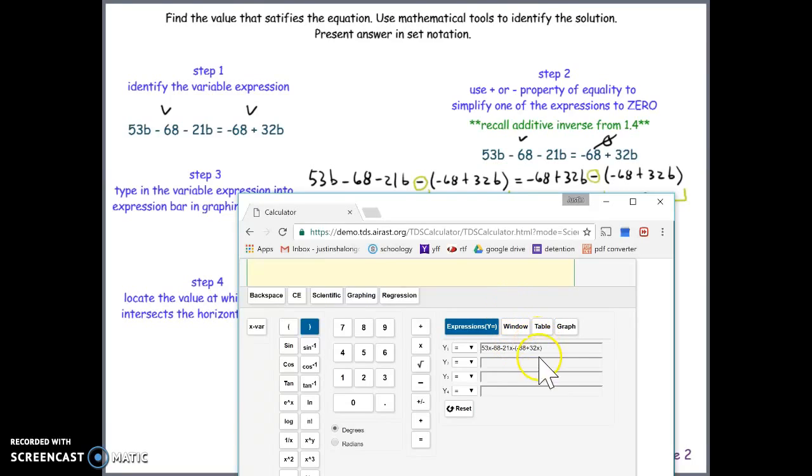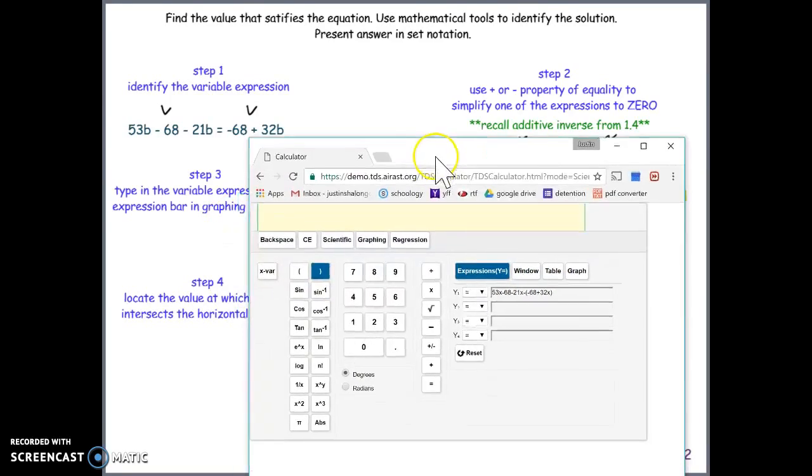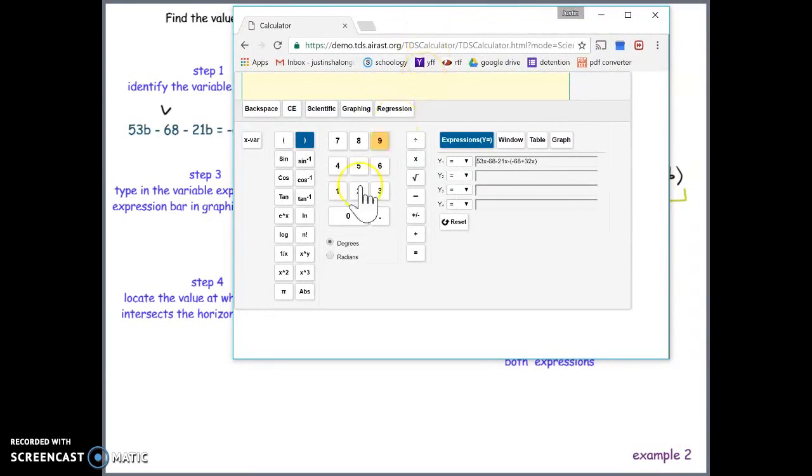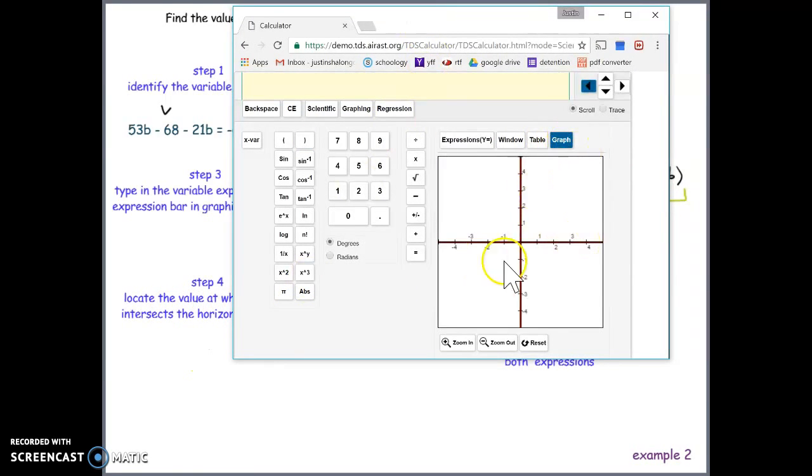So I typed it in, and remember, everywhere I see a b, I'm actually having to use x because there's no b feature. Now we can move into step 4, which is to locate exactly where this line crosses the graph, the horizontal axis, sorry. So I'm going to zoom out because I don't see the line, so I'm zooming out, and I still do not see the line. So when I don't see the line, I'm going to use this trace feature, and the trace feature goes to where the line is. So the line is right here. I can't see the line because it looks like it's on top of the horizontal axis.